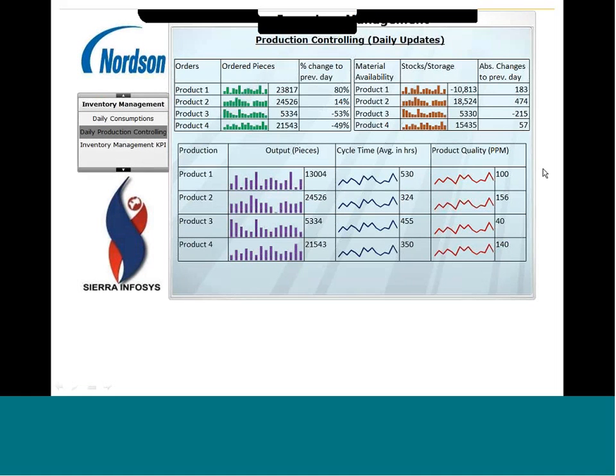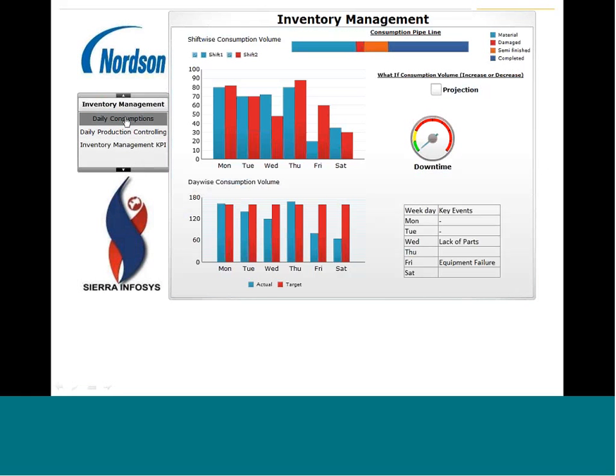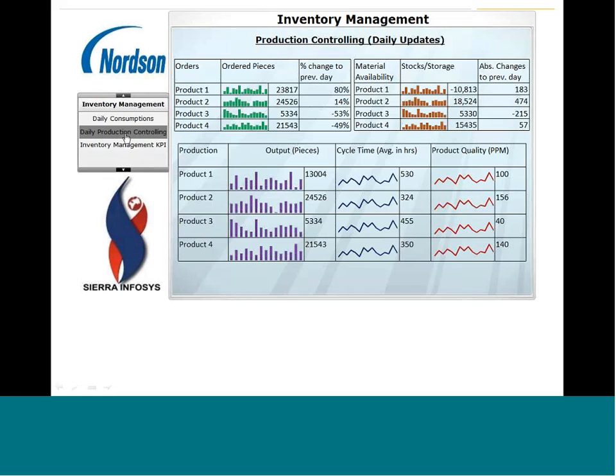What you're looking now at is an inventory management dashboard. It gives you product-wise information, and it also gives you a trend of how this has performed over a period of time. And from the left-hand side, you can look at daily consumption figures, for example. You can look at daily production controlling information as well.